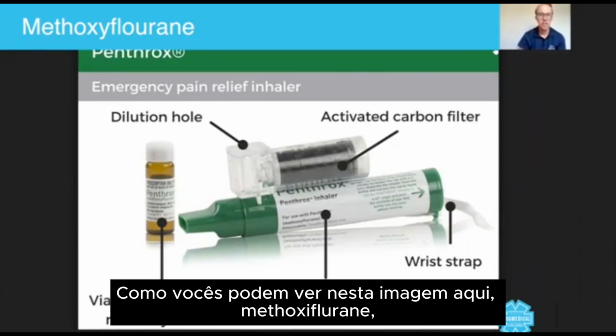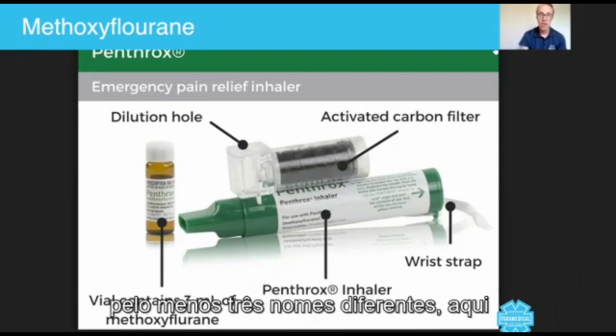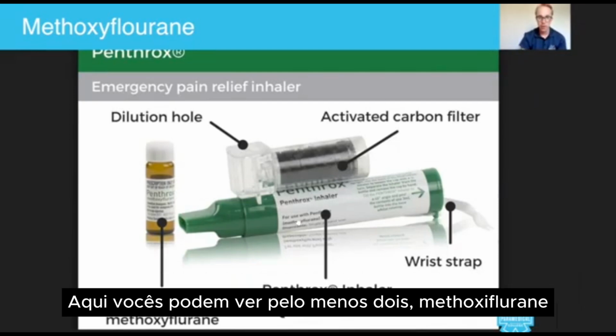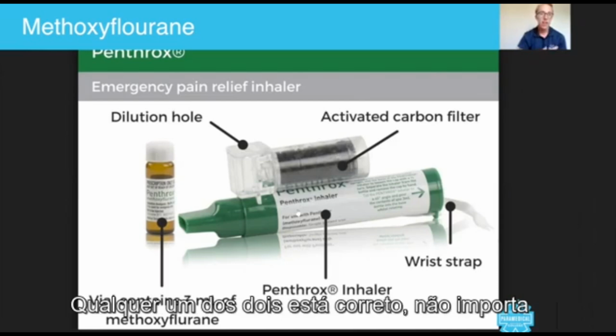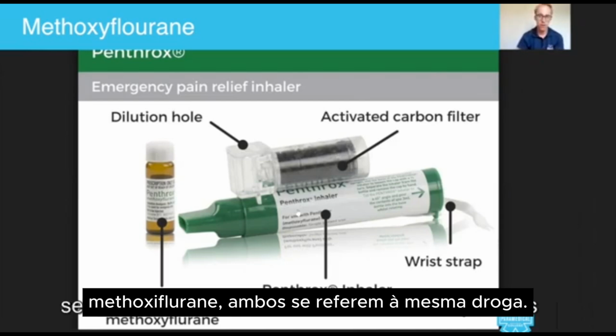So as you can see on this image here, methoxyflurane, just remembering that every drug has at least 3 different names. On here you can see at least 2. You can see methoxyflurane and you can see Penthrox. Either of these are okay. It doesn't matter whether you call it Penthrox or methoxyflurane. They both refer to exactly the same drug.